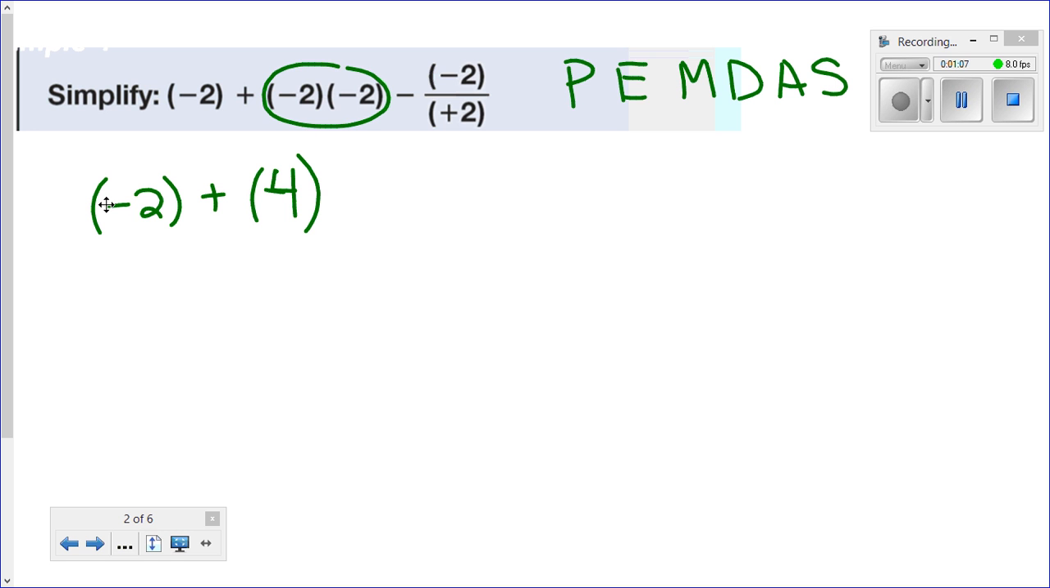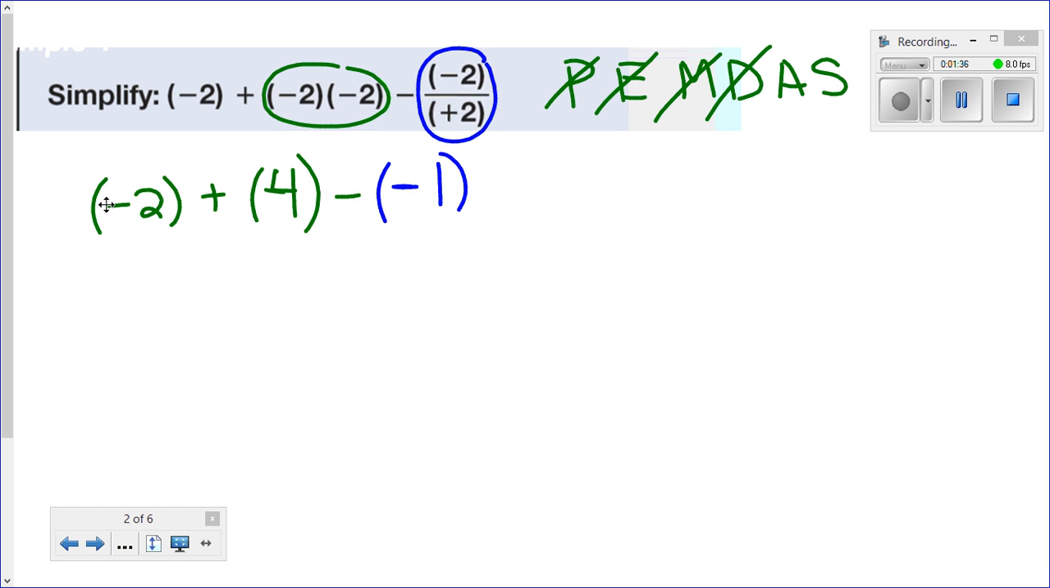Over here we have division next. So we're going to look at this division problem. We will keep our subtraction sign. -2 divided by a +2. Negative divided by a positive is a negative, and a 1. So now we have our three numbers that we need to continue to work with. We are done with our multiplication and division, so we can cross those steps off. All we have left is addition and subtraction.